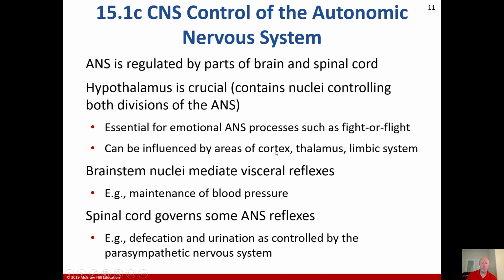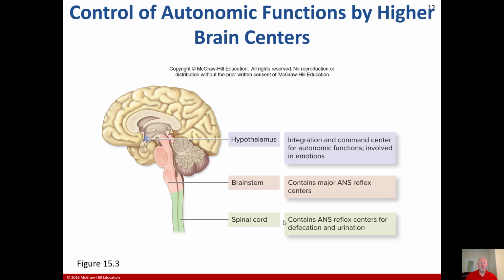It can be influenced by areas of the cortex, thalamus, and limbic system. Now, the brainstem nuclei mediate visceral reflexes, like maintenance of blood pressure, and the spinal cord governs some autonomic nervous system reflexes, like defecation and urination, as controlled by the parasympathetic nervous system. And then as far as control of the autonomic functions by higher brain centers, you should definitely know that the hypothalamus is the integration and command center for autonomic functions involved in emotions.